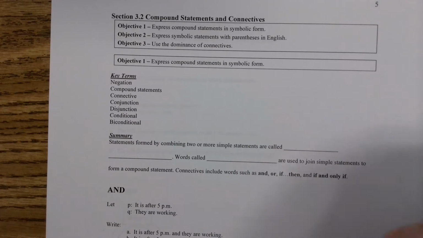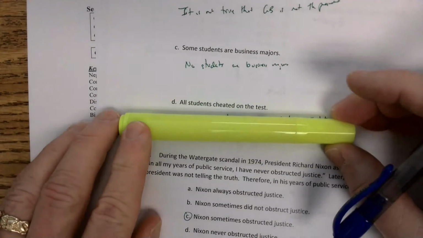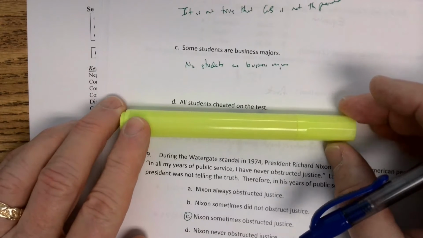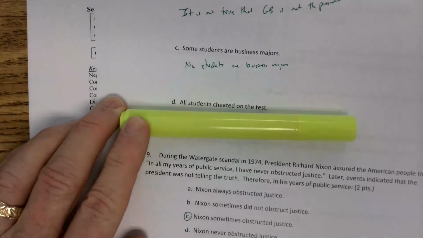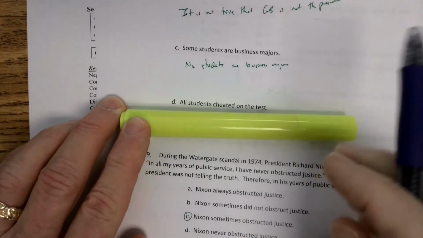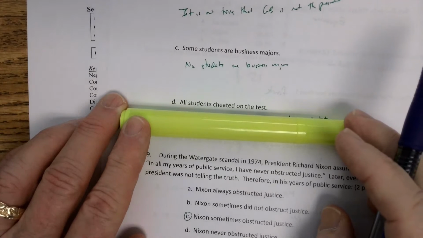Can you negate this? All students cheated on the test. What's the opposite of that? Right. So that's the only way to negate it. Really. That's the best way to negate it. At least one didn't. And most people put at least one student cheated on the test. That's not negating it.